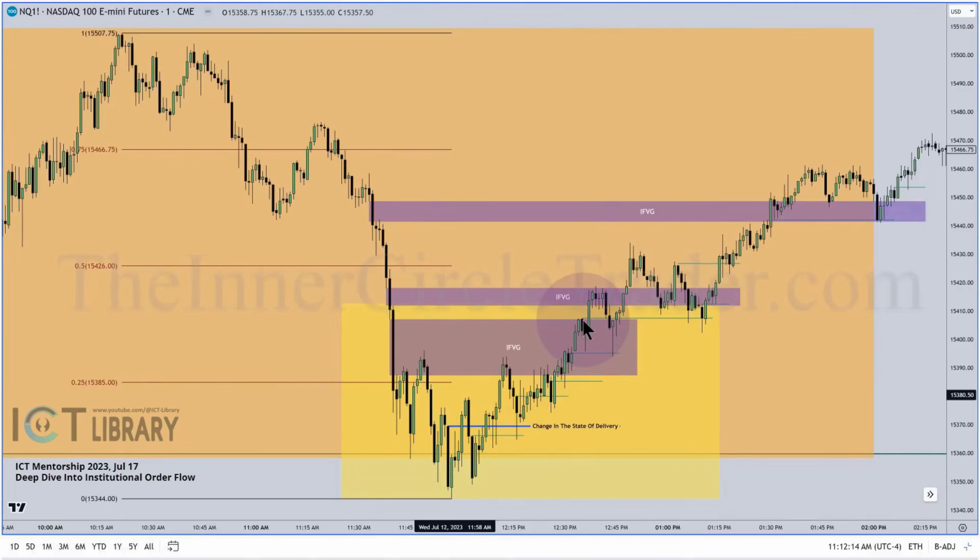Inversion fair value gaps. So we see this consequent encroachment, which is the midpoint of the shaded area, midpoint between this low and this high. Here, we rally up to what? This gap. We're treating it as an inversion fair value gap. Does that mean it's going to trade right here and go higher right from there? No, we have to wait and watch.